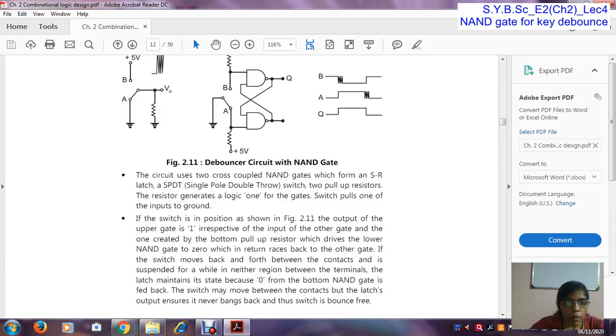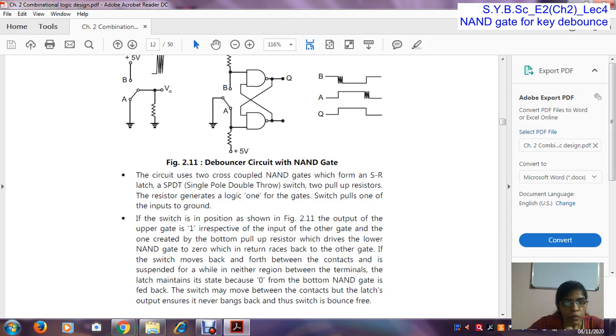So the output of the upper gate is 1, irrespective of the input of the other gate, and that 1 is created by the bottom pull-up register, which drives the lower NAND gate. Here, when this key is connected to ground, the output of the upper NAND gate becomes 1, and this output is connected to the input of the second NAND gate. Then the input of the second NAND gate is 1.